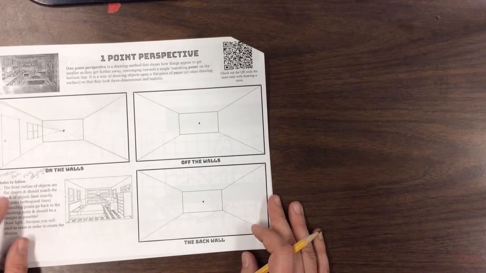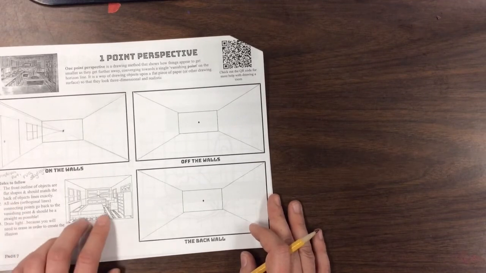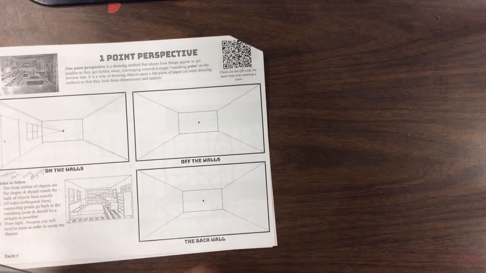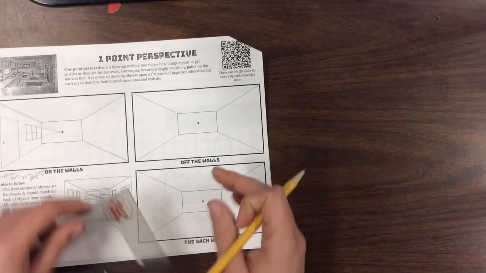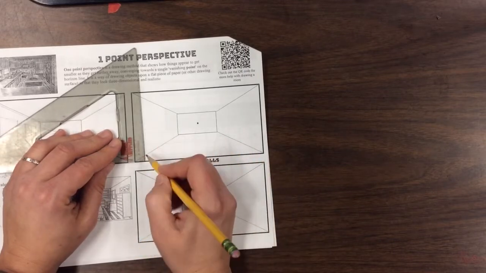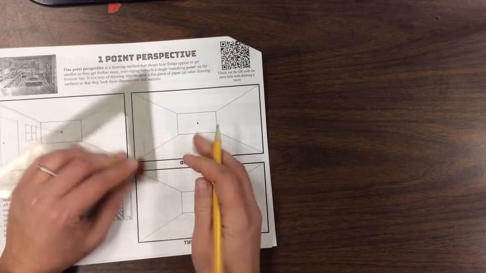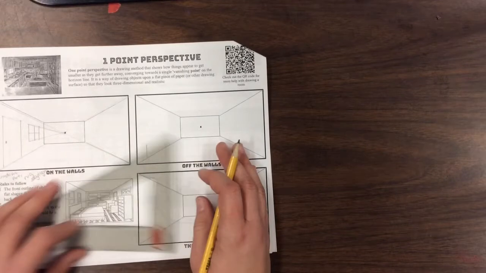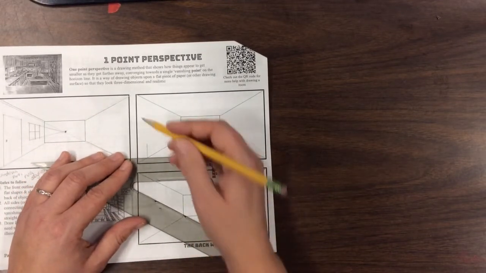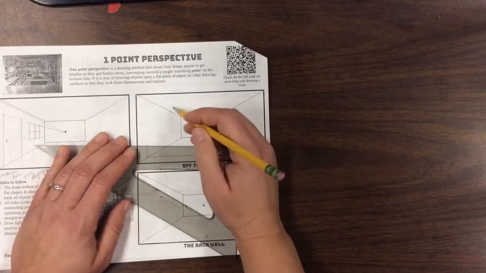Off the walls. What we're going to do is create a bed and a dresser. In order to do a bed, we're going to do it off a wall here. You are going to create a rectangle. Now the rectangle needs to be coming off the wall, and thin.